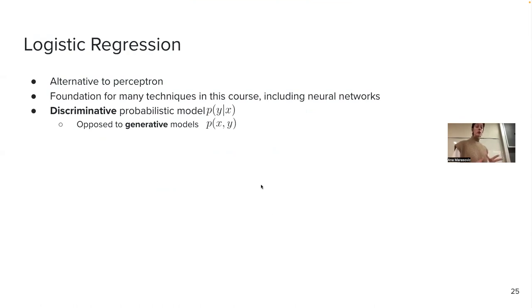So logistic regression is our alternative to the perceptron, and it's the foundation for many techniques in this course, including neural networks. It's a discriminative probabilistic model, which means that we are going to predict the probability, the likelihood of the label given our input, instead of trying to compute the joint distribution of the label and the input, which would be the class of models we call generative models, something that's connected to autoregressive models and our pre-trained language models later on. And logistic regression will assign a positive label using this equation here, which looks very scary. Again, we have that dot product in the subscripts here.